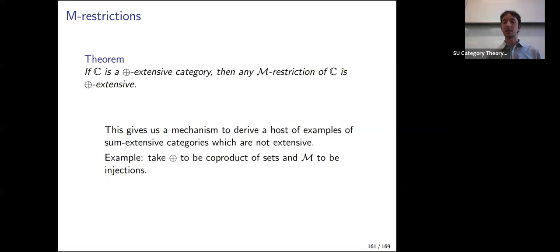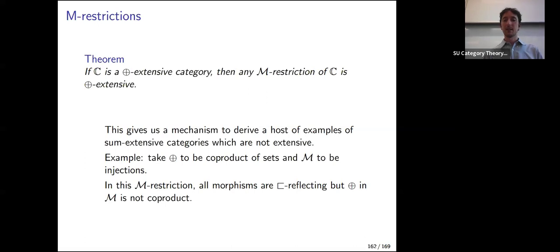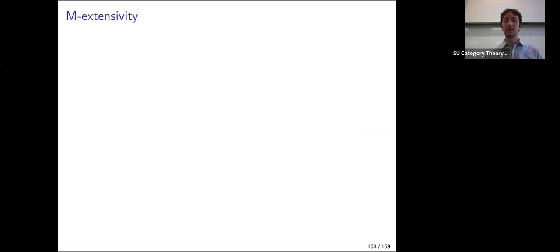In particular, if we take sum to be coproduct of sets and M to be the injections, then we get an interesting sum structure that isn't coproduct. And yeah, M restrictions tend to be examples where all morphisms are C-reflecting, but we don't have that the sum structure is coproduct. So it doesn't necessarily have to be the case. If everything's C-reflecting, you get coproduct.